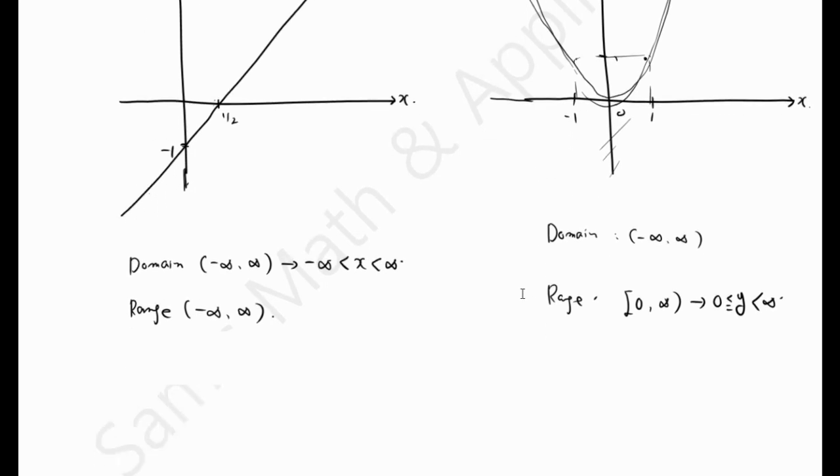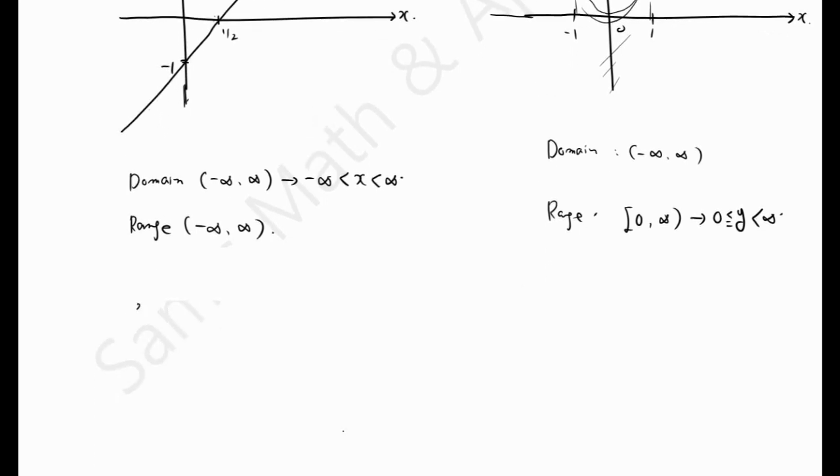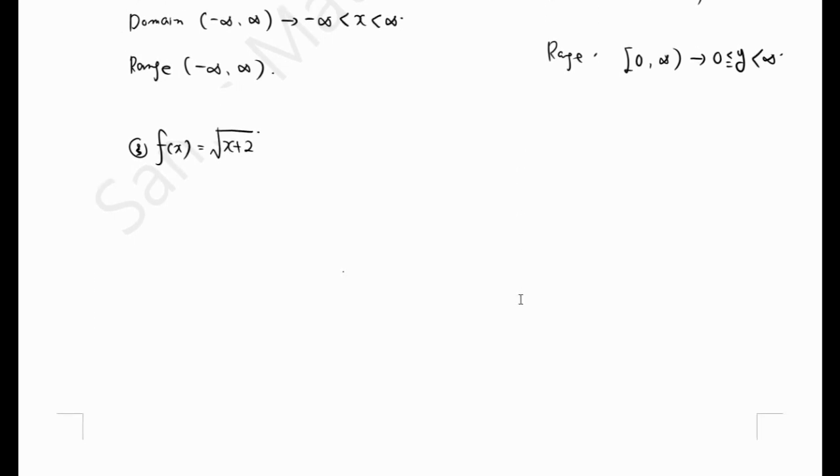The third graph is f(x) equals square root of x plus 2. And we can represent the graph. The x-axis represents the independent variable, and the vertical axis is the dependent variable.